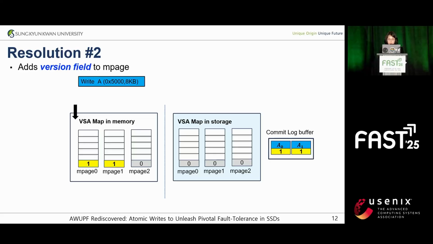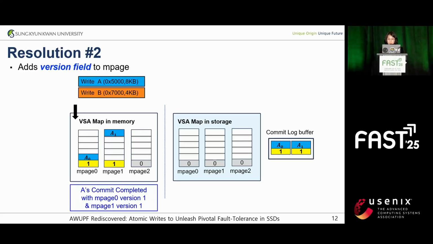After write A is committed and the base map is updated, write B arrives, the version is incremented again, and a direct write is performed. Later, when write C modifies the base map in memory, the version is incremented once more, followed by another direct write. If a crash occurs, the recovery process proceeds as follows.